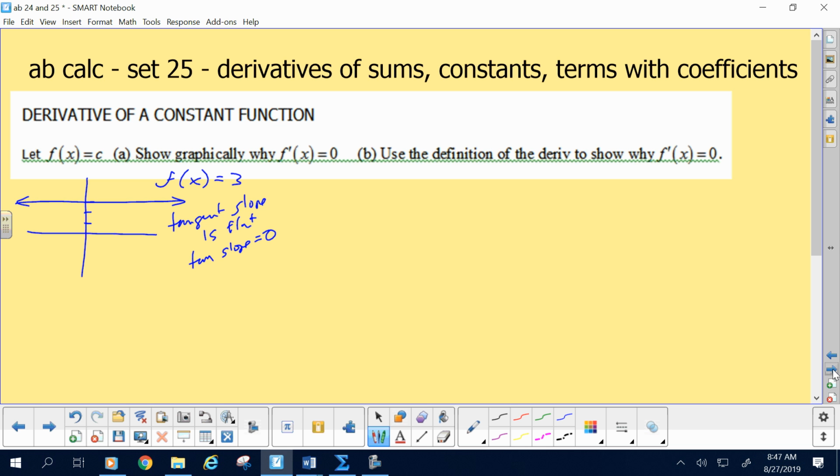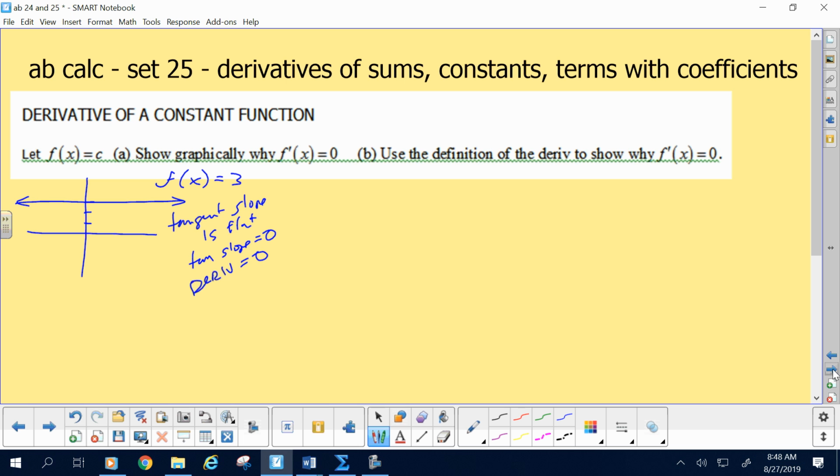And tangent slope is code for what calculus idea? Derivative. The derivative must equal 0. Okay? The derivative of a constant is 0. Let's think about this verbally or just kind of common sense. The derivative is the rate of change. So what's the rate of change of a constant? Nothing. A constant doesn't change. It doesn't have a rate of change.